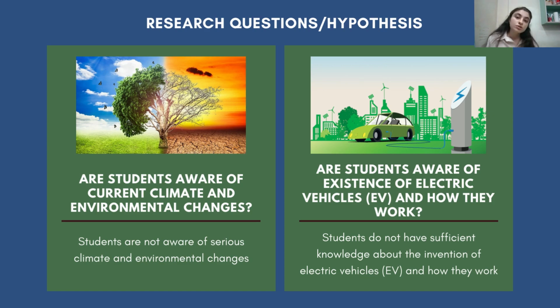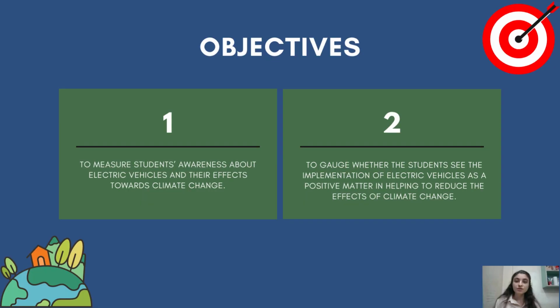So the second research question is, are students aware of the existence of electric vehicles and how they work? So the hypothesis for this research question is students do not have sufficient knowledge about the invention of electric vehicles and how they work. So the next part is the objectives.